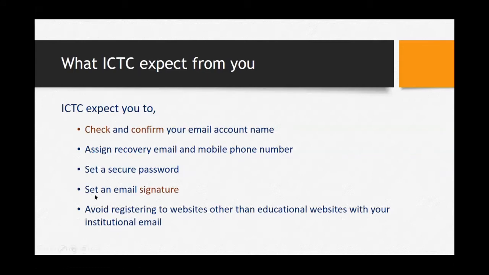So basically, start with what we expect. The very first thing we need to do is check and confirm your email account name. So the first name, last name thing comes in now. You better check what name is set for you, because you are not allowed to change it. Only the ICT Center can do that for you, or you can use an alias.